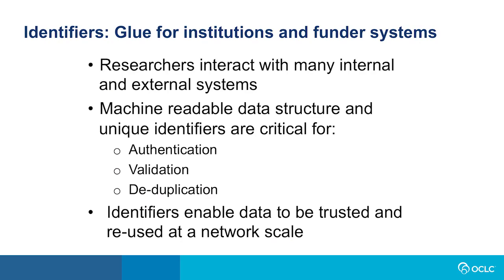This is Daniel Hook's slide. He's from Symplectic Elements, and he refers to identifiers as the glue for institutions and funder systems. So researchers interact with many internal and external systems, and it's really important to have machine-readable data structures and unique identifiers for authentication, validation, deduplication, and to enable data to be trusted and reused at a network scale. So it doesn't matter if somebody refers to MIT or Massachusetts Institute of Technology or some other kind of label if you're all using the same identifier across systems.